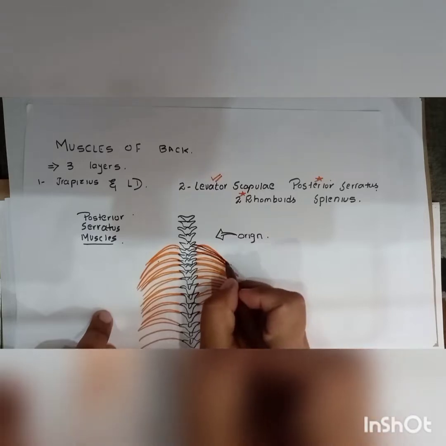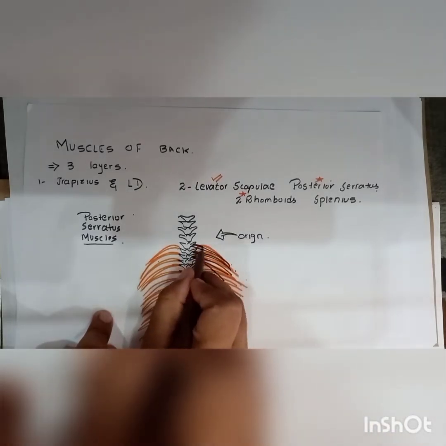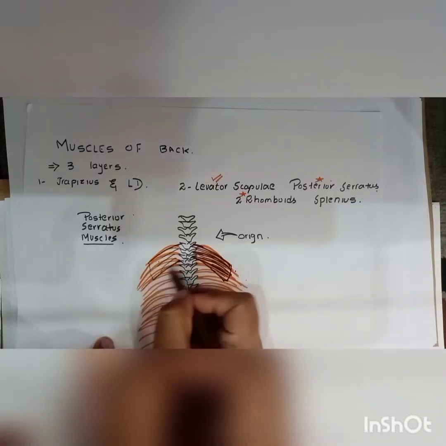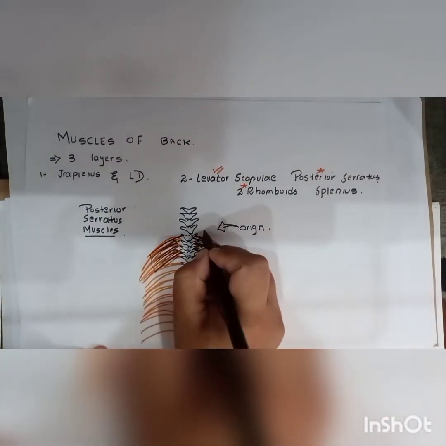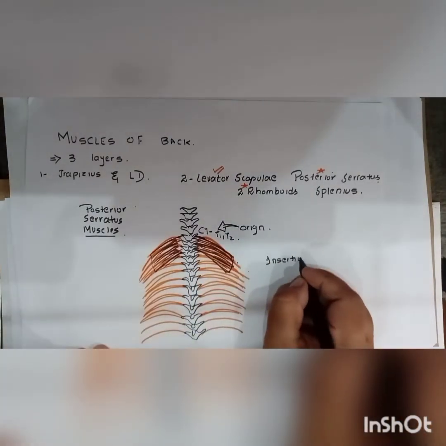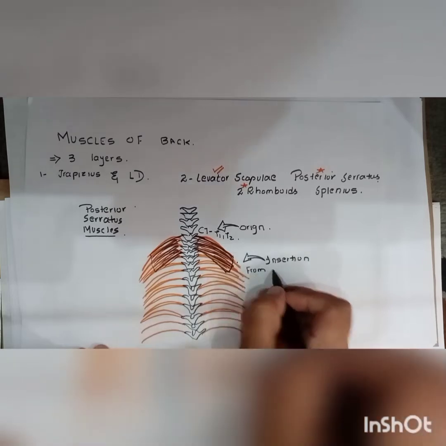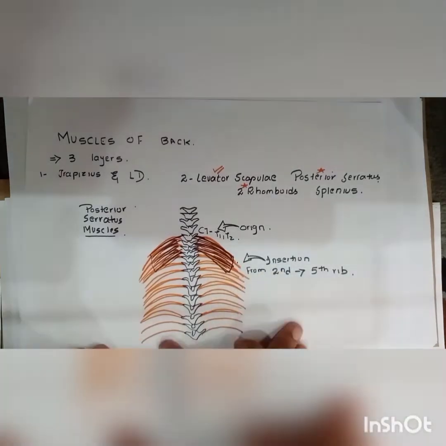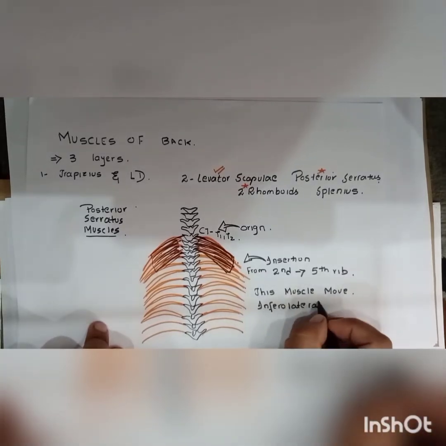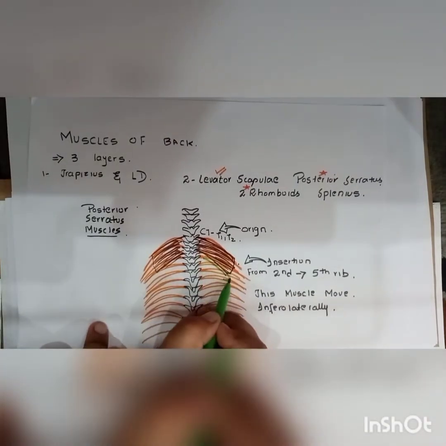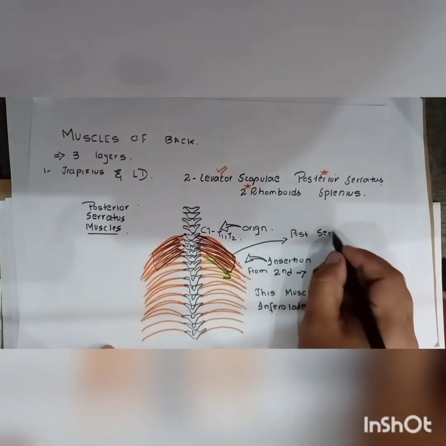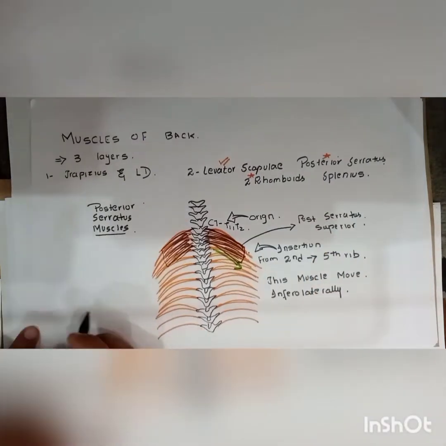superior. First I will explain the origin of this muscle, and it arises from C7 and the first and second thoracic vertebrae, and it inserts into the second to fourth ribs. Now I will explain one important point, that this muscle moves inferolaterally like this. And I have explained the posterior serratus superior.